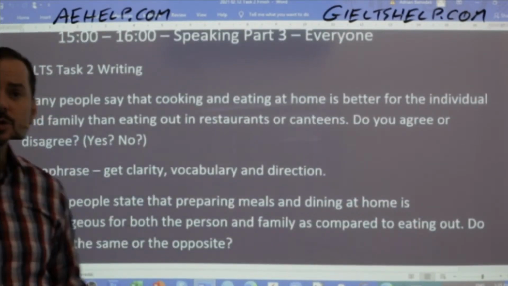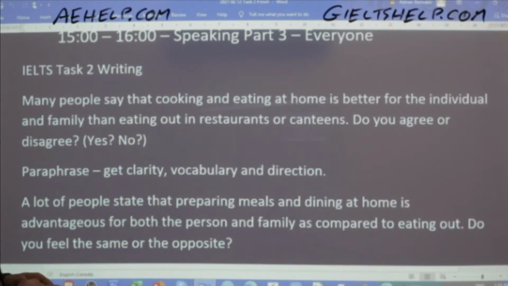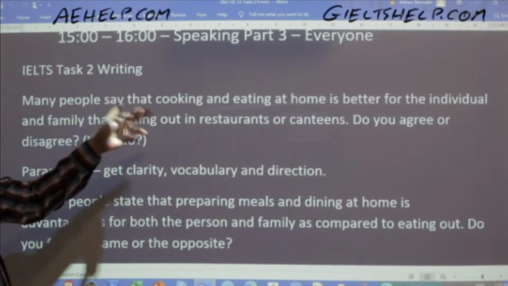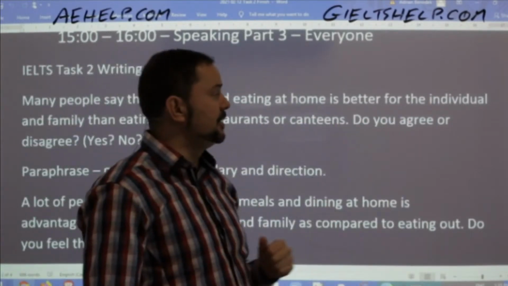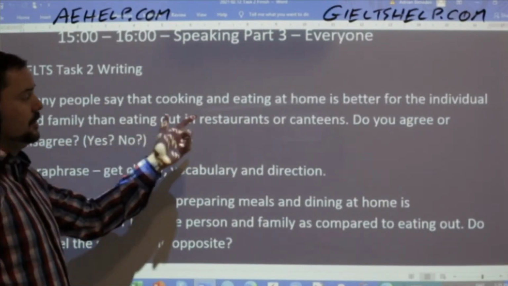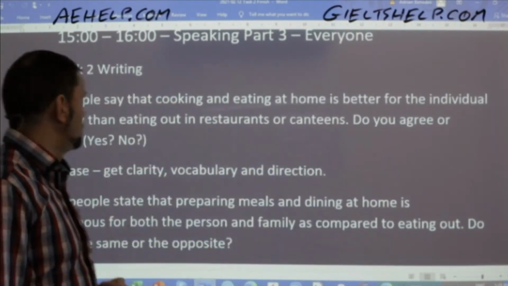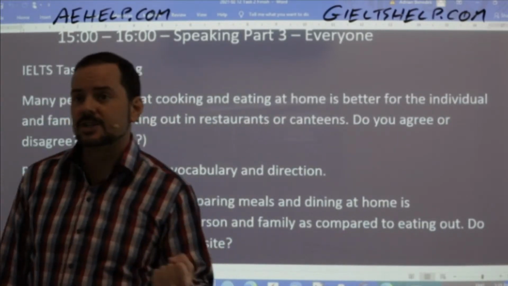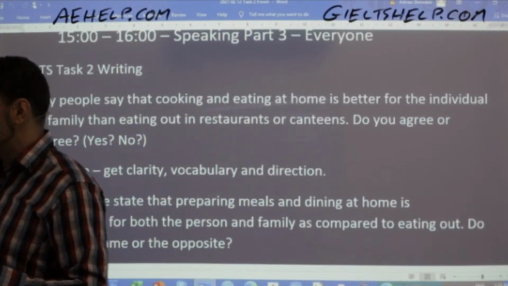Okay, so this was the question. Again, this was submitted by Khyber. Khyber, thanks for sending this. It's one of the perks of being a member. You can request questions, classes, topics. IELTS Task 2 writing. Many people say that cooking and eating at home is better for the individual and family than eating out in restaurants or canteens. Do you agree or disagree? And we realize this is a closed question. You just pick one side.